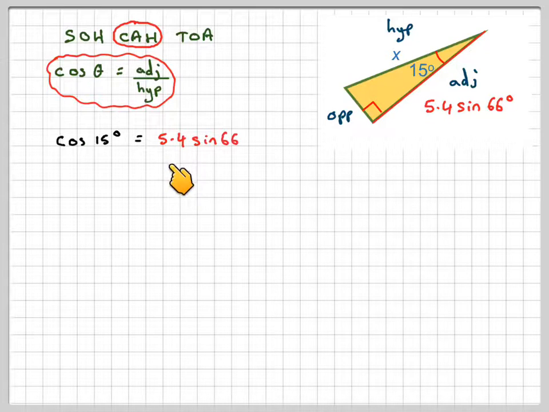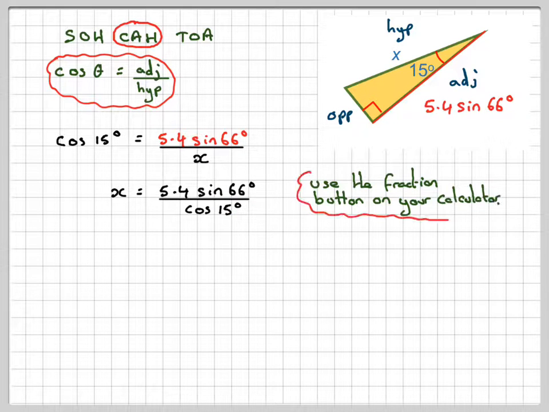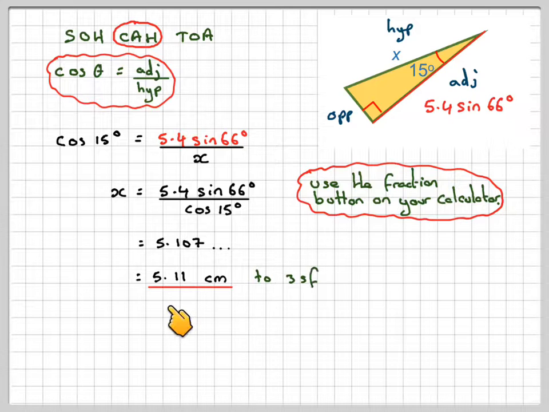So cos of 15 will be 5.4 sine 66 divided by x. To rearrange that, x will be equal to 5.4 sine 66 divided by cos of 15. And now making sure you use the fraction button on your calculator, that gives you 5.107, which to three significant figures gives you 5.11 centimeters.